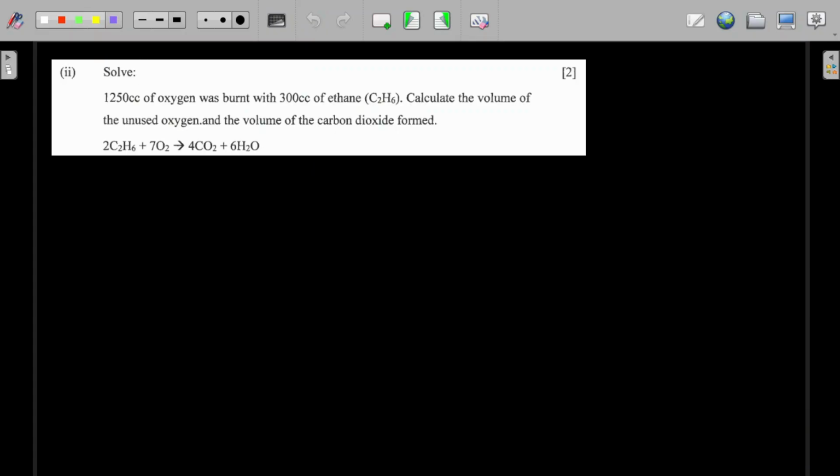One more question. 1250 cc of oxygen was burnt with 300 cc of ethane. Calculate the volume of unused oxygen and the volume of carbon dioxide. So here straight away they have asked you to find unused oxygen and volume of CO2. So find it and tell me.